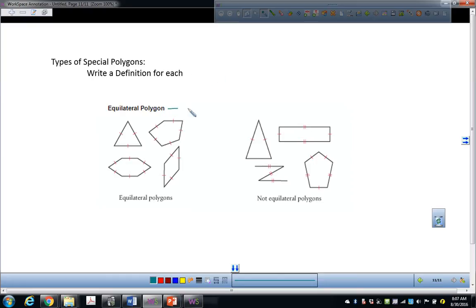An equilateral polygon is a polygon with all congruent sides. Easy enough? Write it down.